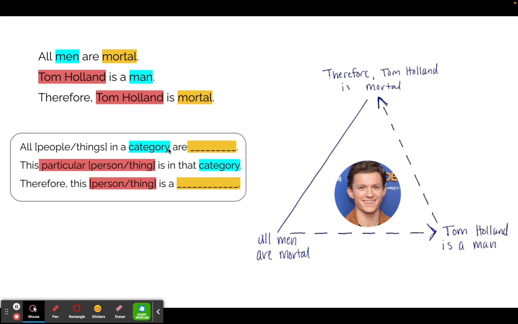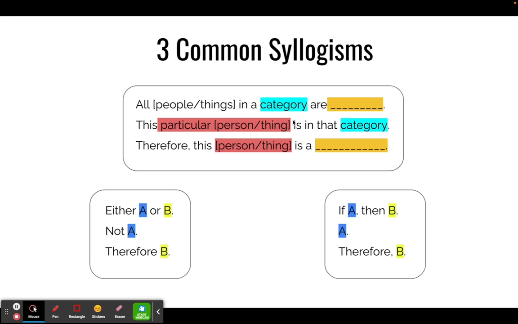All people, things in this category are blank. This particular person and thing is in that category. Therefore, this person or thing is a blank. So there are three common types of syllogisms. The first one is the one we just talked about. And then there are these two. So what you're going to do on the next slide is you're going to read the syllogisms and highlight the pattern that you're seeing based off of this. So I'll give you a second to do that and then I'll explain how it works.